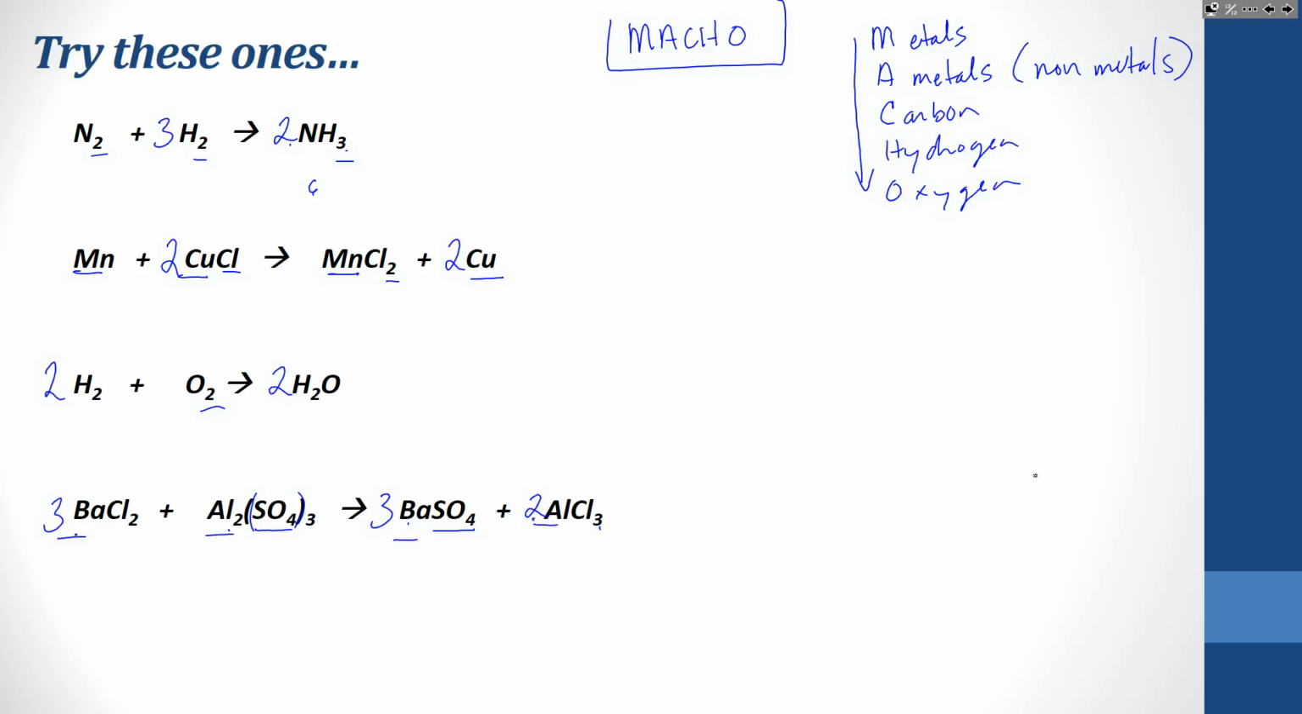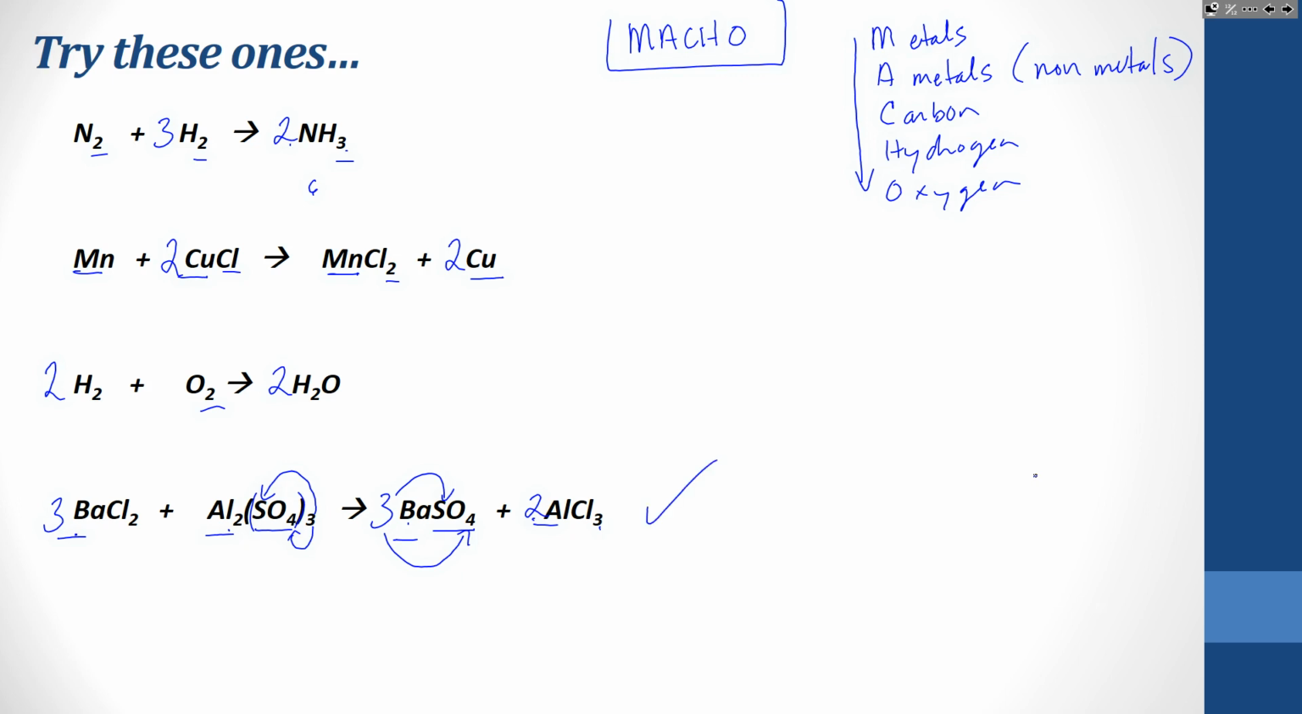Now let's check our sulfurs. 3 times 1 is 3 sulfurs, 3 times 1 is 3 sulfurs, so that's good. And 3 times 4 is 12 oxygens, and 3 times 4 is 12 oxygens. So we are balanced. That's how you would do these.